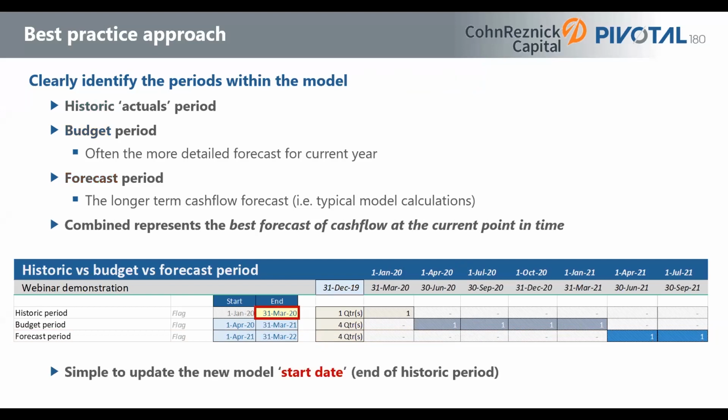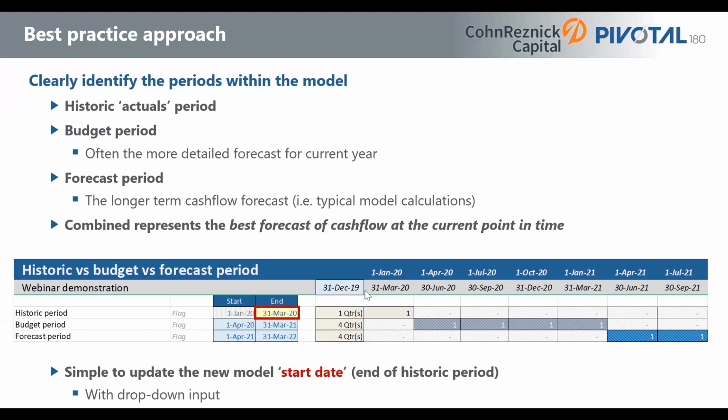The next part is we need this to be easy to update. So I've got this yellow cell, this assumption here, which is showing the period which is the end of my historic period. So that's the 31st of March 2020. So my budget period starts the next period, 1st of April 2020. And that's an input. And this can be done with a drop down or data validation. Again, that's covered on the free resource on Pivotal 180's website.